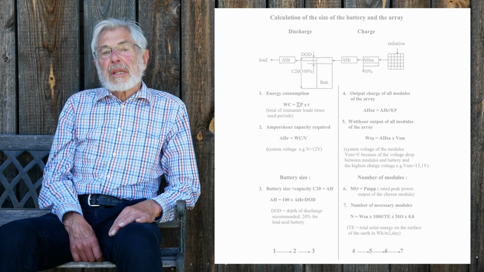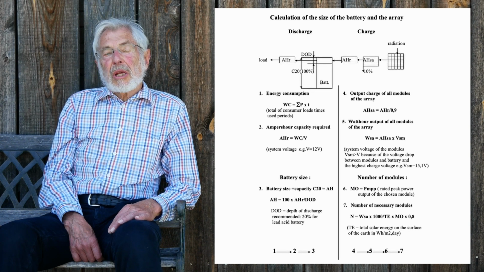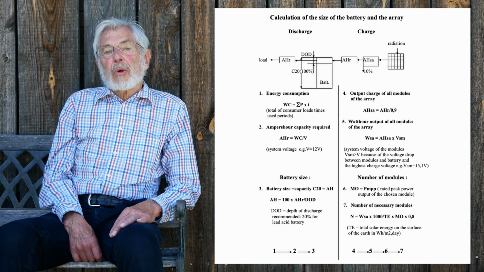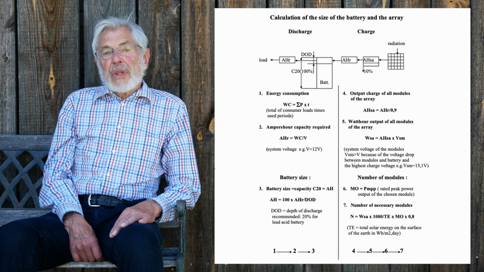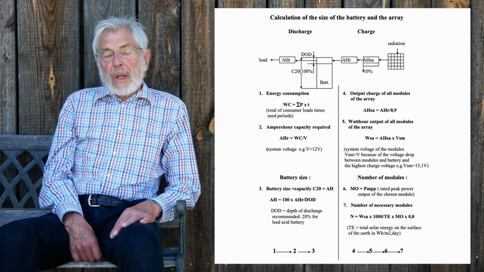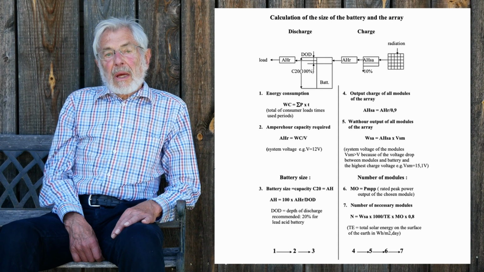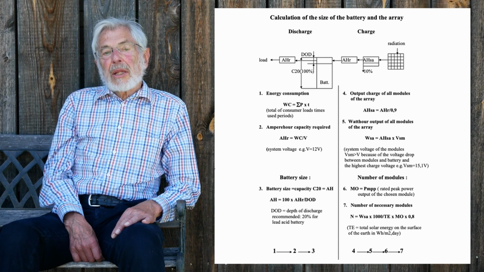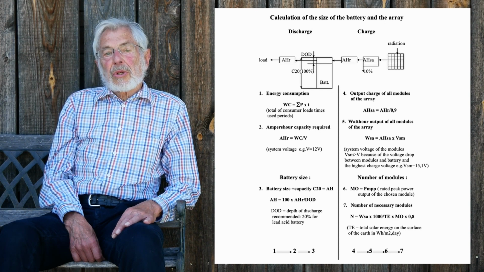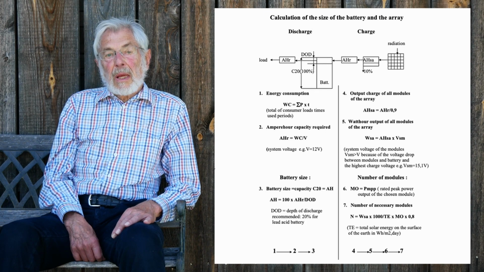This calculation will start with the calculation of the battery. We need 3 steps. The first step, we have to calculate the necessary watt-hour of the load. From the necessary watt-hour, we will get the necessary amp-hour by dividing with the system voltage, for instance 12 volts.